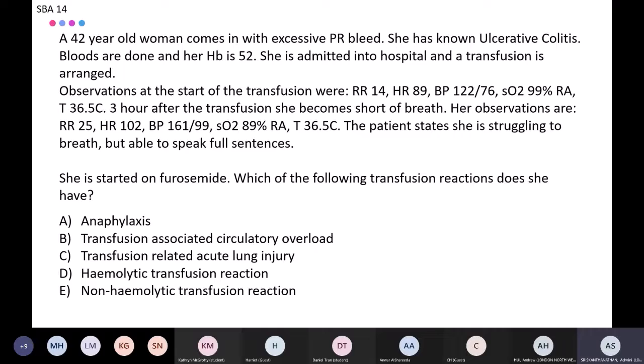Three hours after the transfusion, she becomes short of breath. Her resp rate's 25, so she's tachypneic, heart rate's 102, blood pressure is 161/99, SATs are 89% on room air, and temperature is 36.5. The patient states she is struggling to breathe and is able to speak in full sentences. She's started on furosemide. Which of the following transfusion reactions does she have?